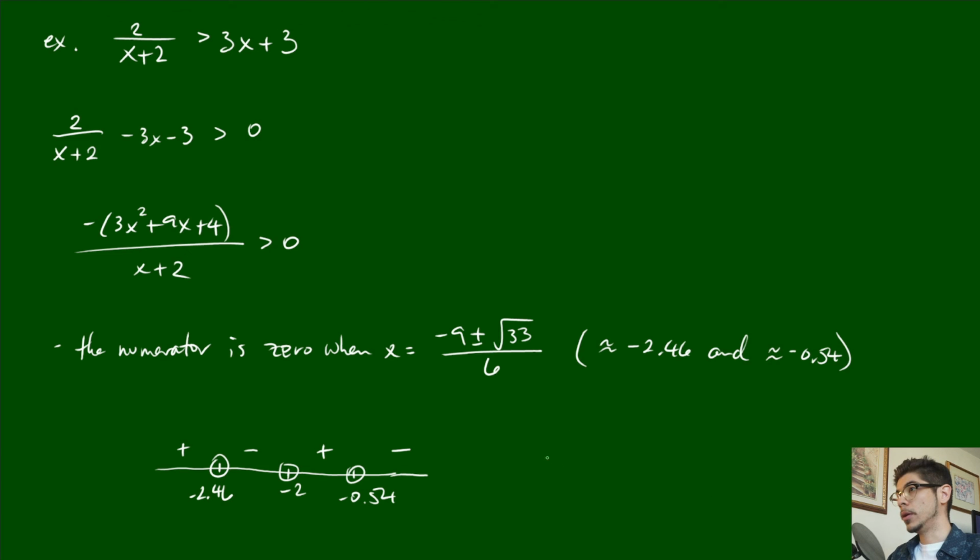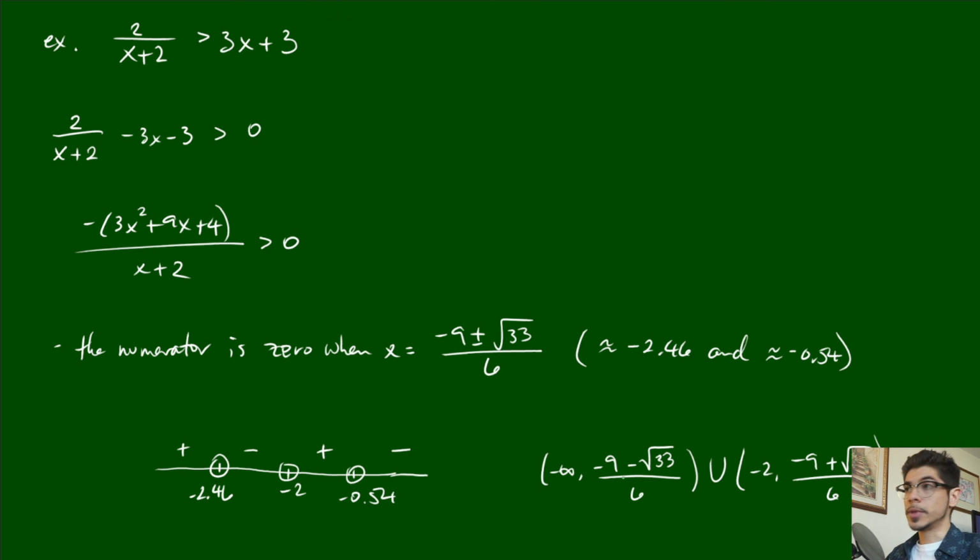You have round brackets, minus infinity, negative 9 minus root 33 over 6, and then union with negative 2 to negative 9 plus root 33 over 6. All right? Those are the only intervals that will give you a positive value for the left side of that inequality. When writing the final answer, we use exact expressions for numbers in mathematics, not approximations. That's why you write the fractions, which are the exact expressions for the numbers.